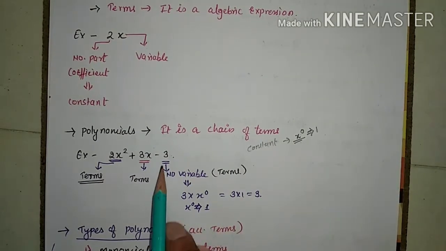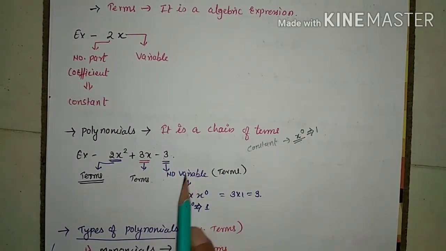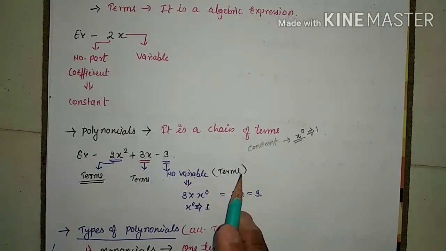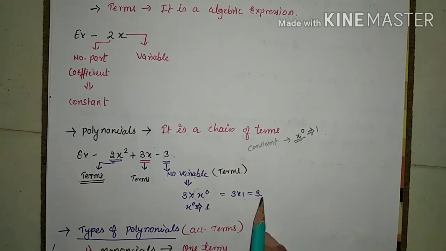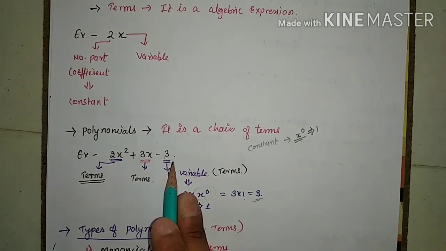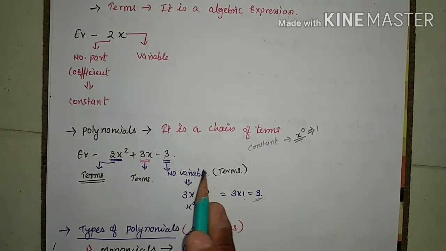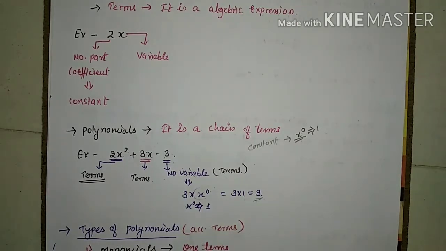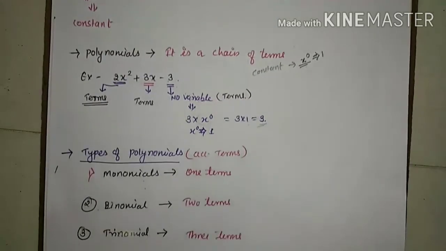So just see, 3 does not have any variable, but it is considered as a constant term. From this constant term, the x is hidden and it has a power of 0. I will consider it as 1. So ultimately I will get my answer as 3. So that's why this 3 is called a constant. By putting any value of x, x power 0 is always what? 1. Is it clear? Now come to the next topic.